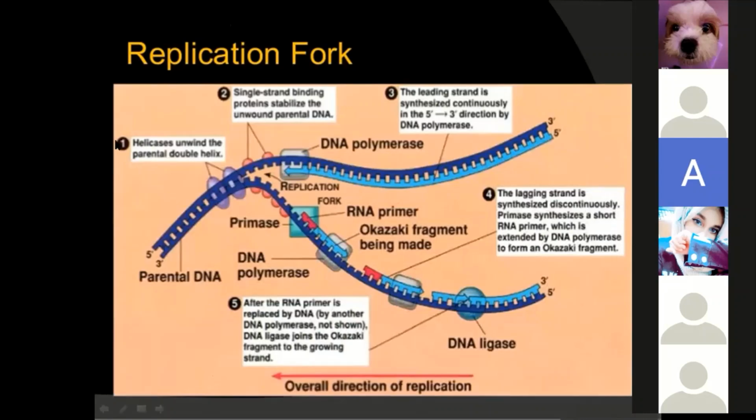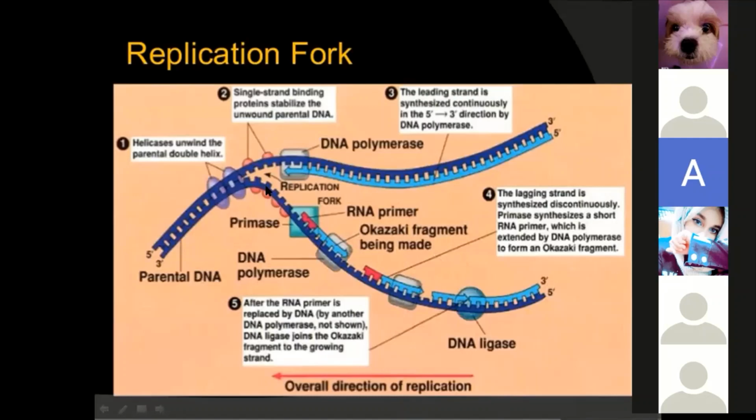Anyways, this is the overall direction of replication. The first step is that helicases unwind the parental double helix. This is the parental DNA, with two strands. Because of the presence of helicases, there is unwinding of the parental helix. The second step is that single-strand DNA binding proteins stabilize the unwound parental DNA.